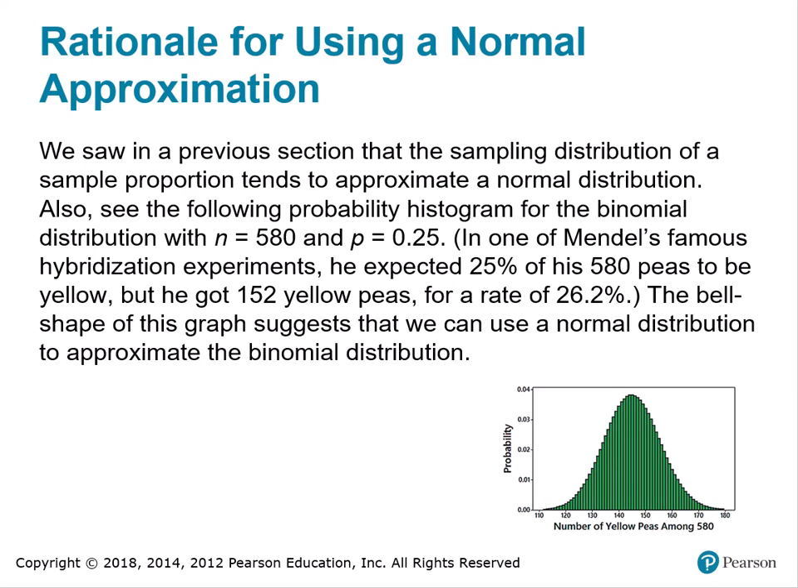So we're going to use a normal approximation, and what we're going to look at is, in the previous section about a sampling distribution, we saw that there were 580 of these, with p of 0.25 likely to be one color, yellow, and he got 152, for a rate of 26.2%. Now what we need to do is make sure that we can go through and use this for an equation.